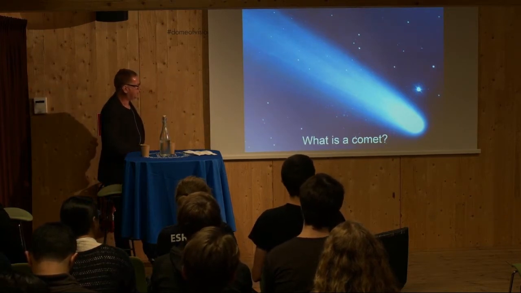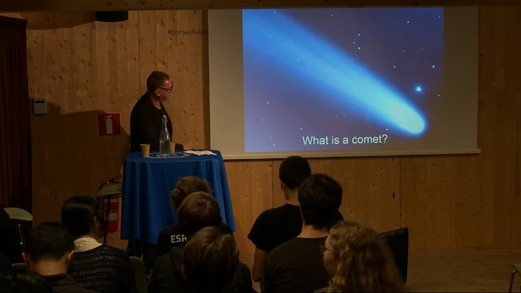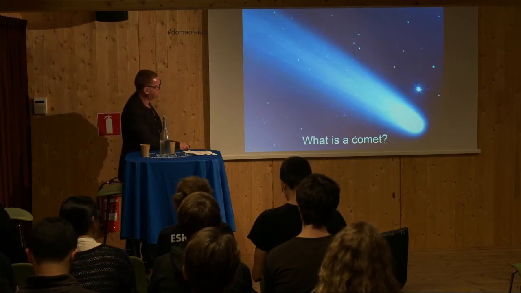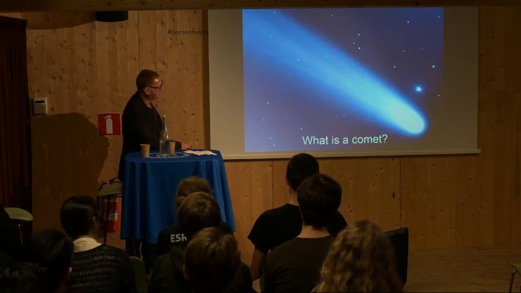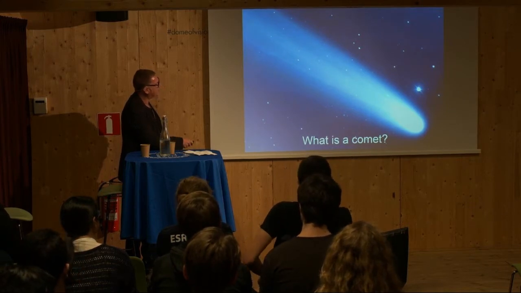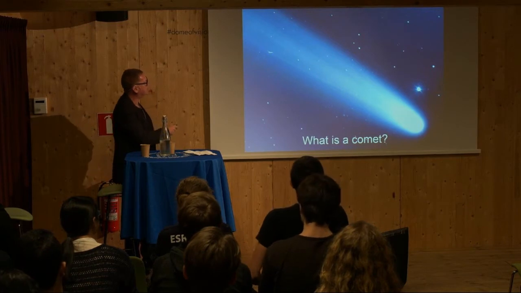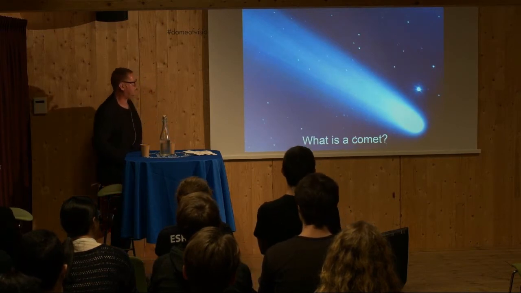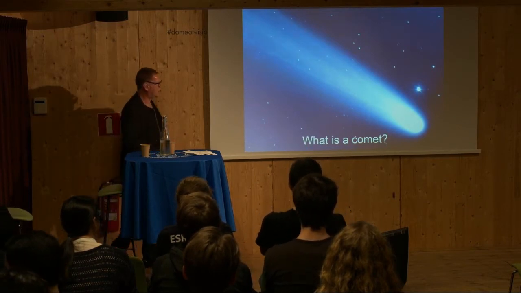What is a comet really? Well, you can see it has sort of two parts here. There's a more or less spherical region here, which we call the coma, and there's this long tail coming out behind the coma.